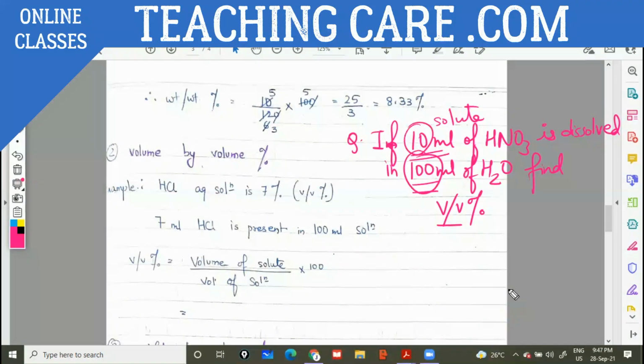that I am taking 10 ml of the solute, that is nitric acid, and dissolving it into 100 ml of H2O, that is water. How much is the amount of nitric acid? 10 ml. Plus, I am adding that into 100 ml of the water. So, this is solute and this is solvent. When I get my solution, it will be 110. Right? Yes, ma'am. Got it?